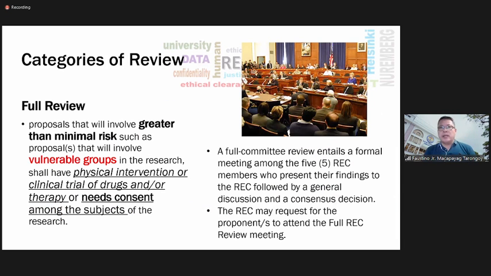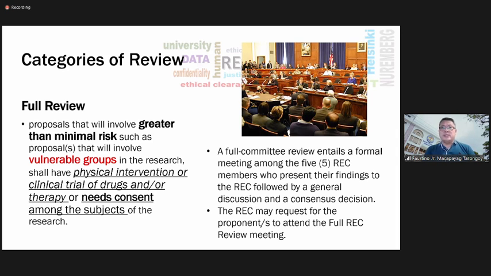The longer one, the category which usually serves a longer period of review, not because of the length of time, but also because it takes a greater number of persons to review the proposal, is the proposal which receives a category of full review. And these are proposals that have greater than minimal risk involved in the conduct of the research, particularly if there are vulnerable groups involved, if there's a physical intervention.